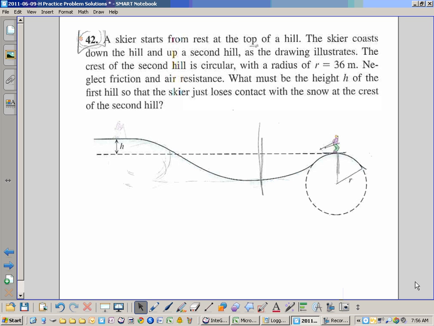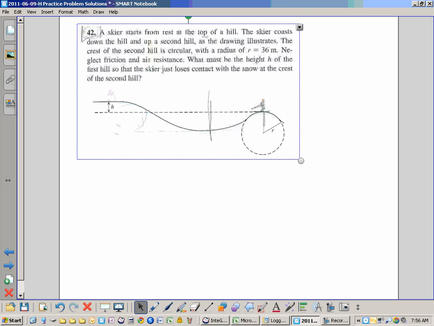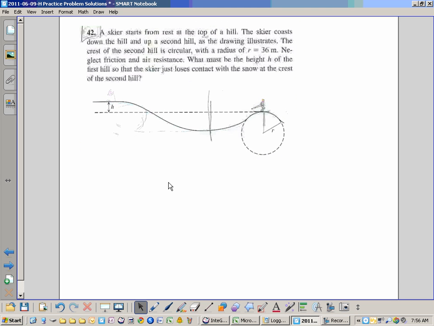42 is a pretty tough problem. It's a good one. All right, I'll make it smaller here. So do you guys understand the premise is that the radius of curvature here, right? He isn't going in a full circle, but the path that he travels along here is the radius of that circle. All right, so because of that, we're able to use the relationships that we have for uniform circular motion, or for circular motion. Okay?